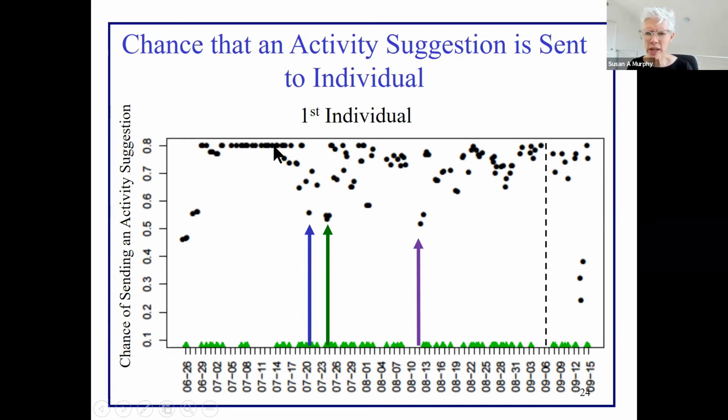So when everything's going great, we allow the randomization probability to be 80% of the time you get a message. But when things start to go bad, the probabilities decrease. And that's due to this. And in fact, we're also including a delayed effect correction in here.